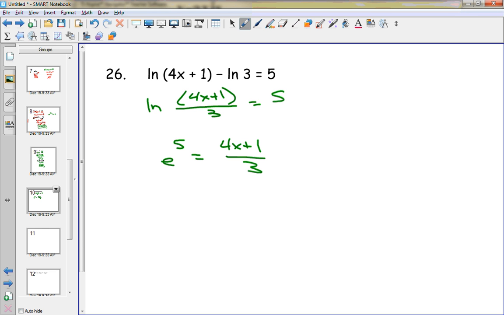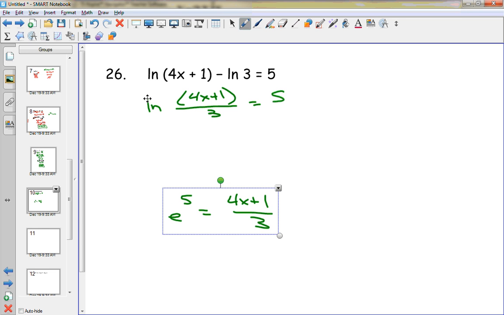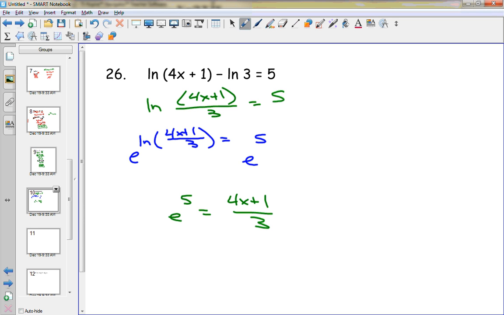I wrote it as an exponential. What's the base? E. Cross the equal sign. That's your exponent, and it's going to equal the big number. Okay, we don't like this stuff, so I'll show you 100% the long way. E to the natural log of (4x plus 1) over 3 is equal to e to the fifth. Those cancel out.